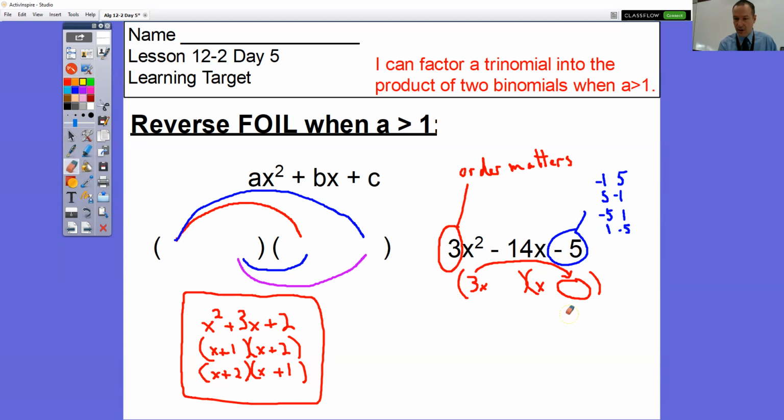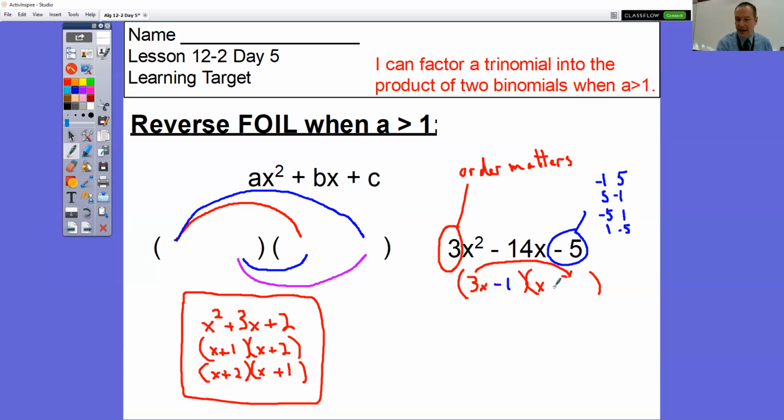So let's try this first one and see if it works. When you go to plug in your numbers here, I know that I want a negative 14 in the middle. Do you think you would be better off putting a 1 here and a 5 here? Well, I'm multiplying a 3 times a 1, and then I'm adding it to some sort of 5. Is 3 times a 1 plus some kind of 5 going to ever give me a 14? No, it's not. So I'm not going to put the negative 1 out there. I'm going to try first with the 5s.